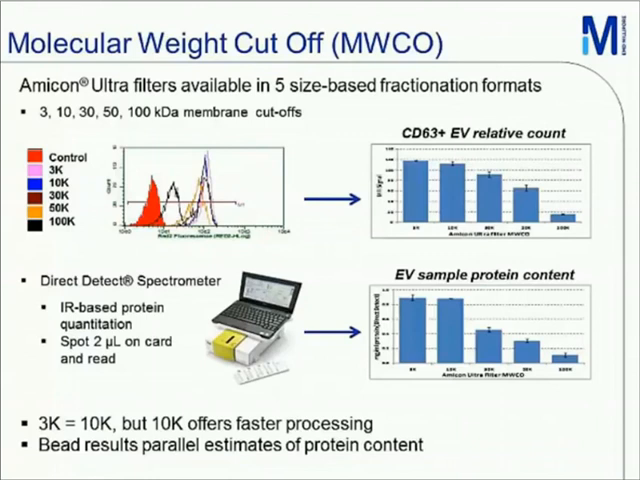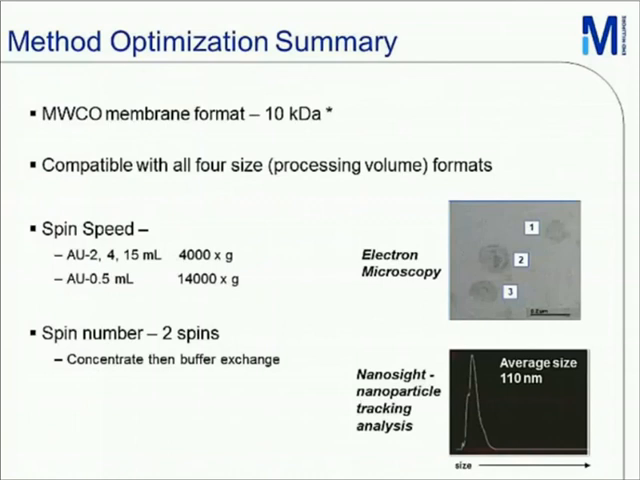Overall, our findings from optimization are shown here. For molecular weight cutoff, the 10 kD format was chosen over 3 kD as it offered faster processing. EV processing was equivalent and compatible with all 4 device sizes. For spin speed, 4000 g was found to be optimal. At slower speeds, we had issues with loss of particles due to sticking to the membrane. To the right are representative images from electron microscopy and a NanoSight nanoparticle tracking analysis showing the distinct structure and peak homogeneity, respectively.